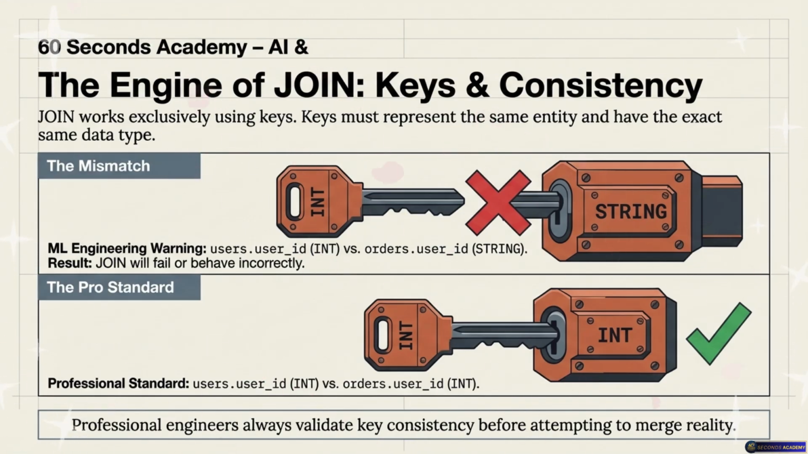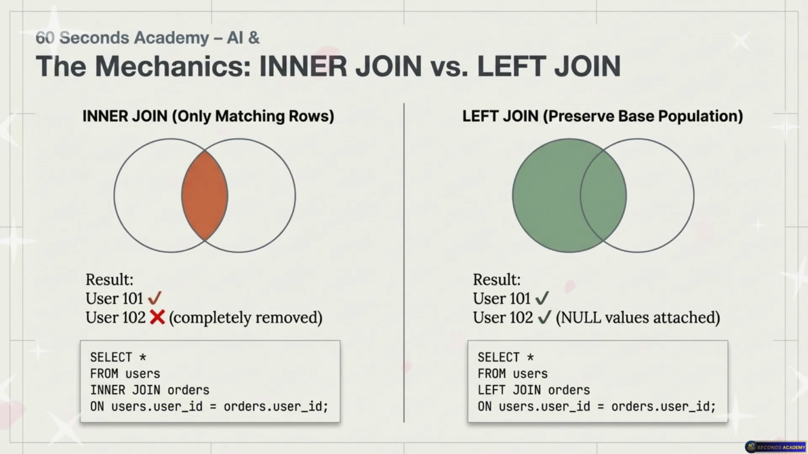Okay, so assuming you run that sanity check, your keys actually match and the hashes line up. You command the database to build the bridge, but the database still needs rules of engagement, right? It does. From our source material, the engineer has to choose exactly how to combine the tables, and this choice basically dictates who survives the process and who gets deleted from reality entirely. That's exactly it. Once the keys match, you have to choose your join type. And the two fundamental architectures you'll use are the inner join and the left join. Okay, break those down for us.